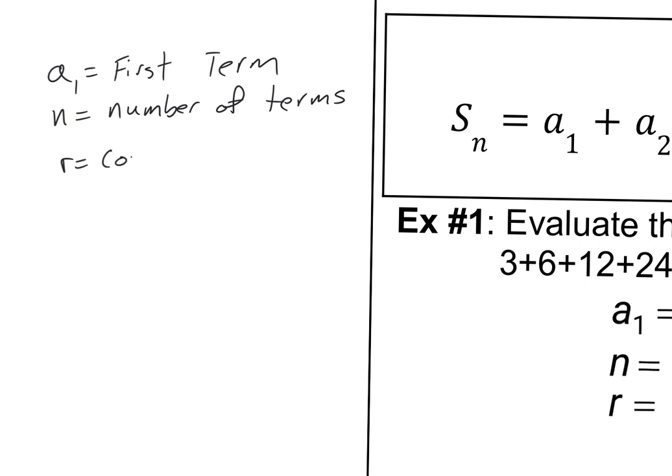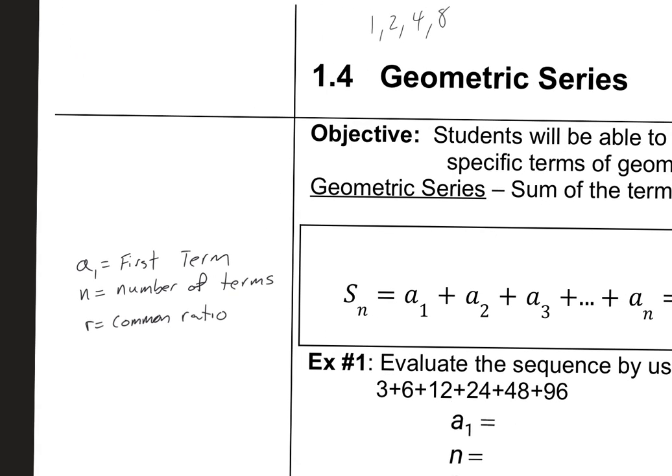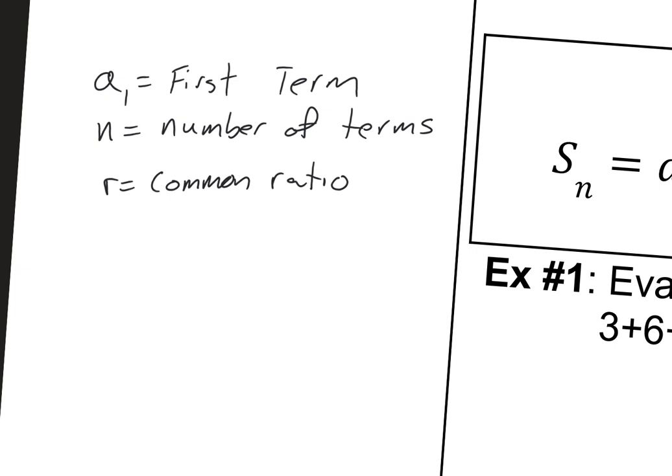R equals the common ratio. This is what we're multiplying by. So in my example up here, the first term was 1, the number of terms was 4, and the common ratio was 2. All right, a couple other things you're going to want to know. S sub n means the sum of that sequence, also known as the series, for however many terms there are. So if they said S sub 8, then I would want the first 8 added up, and so on.